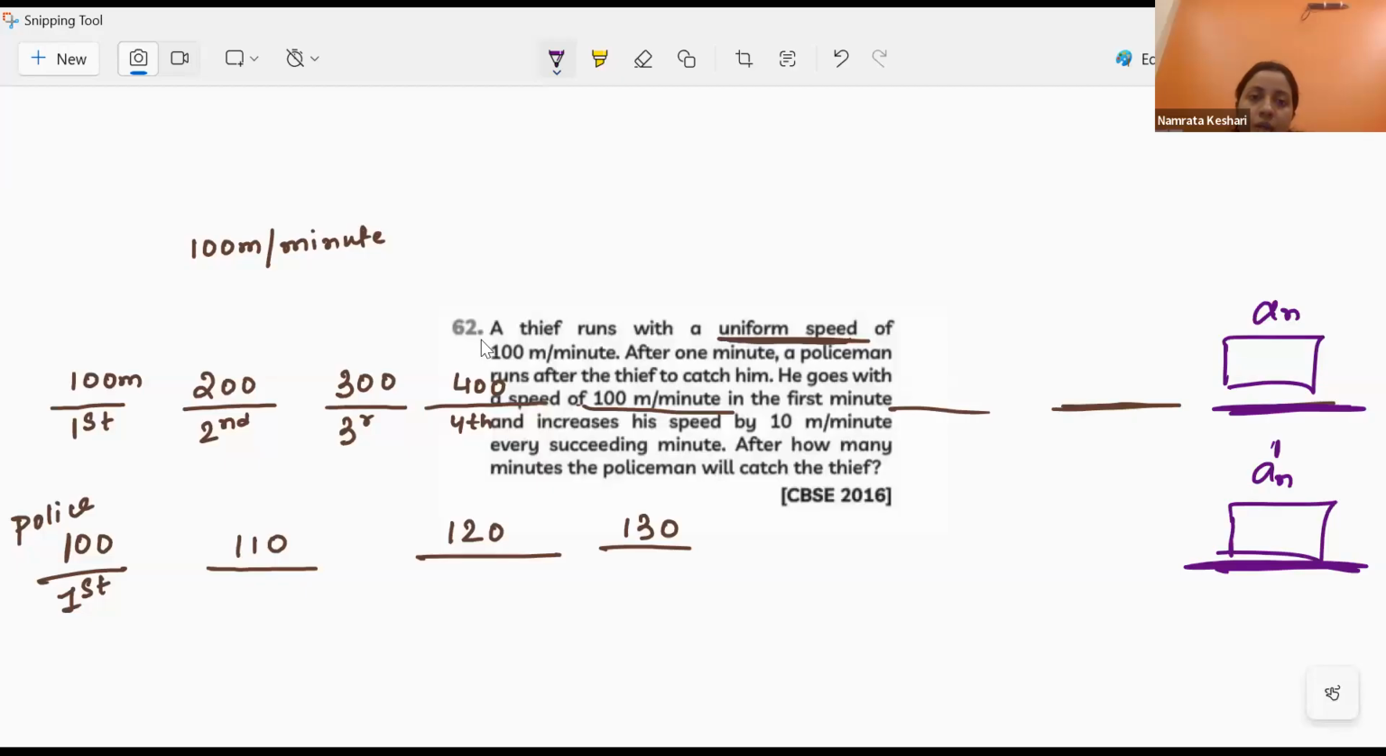Yes, ma'am. Okay, let's read from the beginning. The question says that a thief runs with a uniform speed of 100 meter per minute. Uniform speed means the speed is not changing. So in the first minute, the total distance covered by the thief is 100 meter. Next minute, the total distance covered is 200 meter. Next minute, the total distance will be 100 more than the previous, that means 300, right?